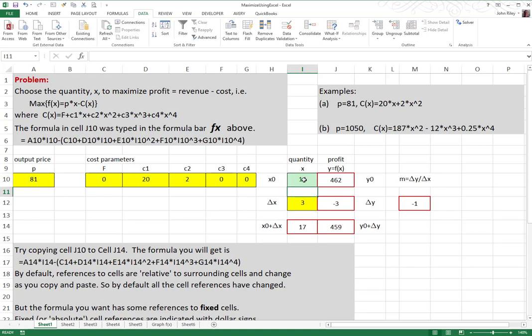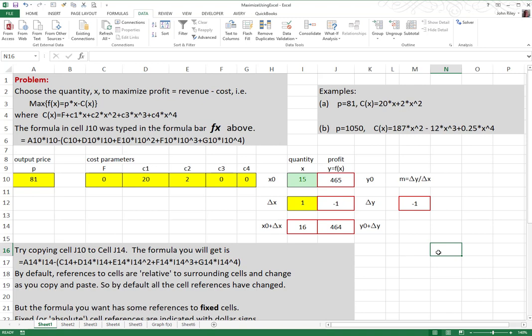And now it's negative. So it's less profitable to go from 14 to 17. I could make this smaller, like 1. Now check it. And now it is more profitable to go from 14 to 15. So we've got a pretty good idea that 15 is better than 14. What if we go from 15 here and look at 16? 16 is worse. So it seems that the maximum is around 15.